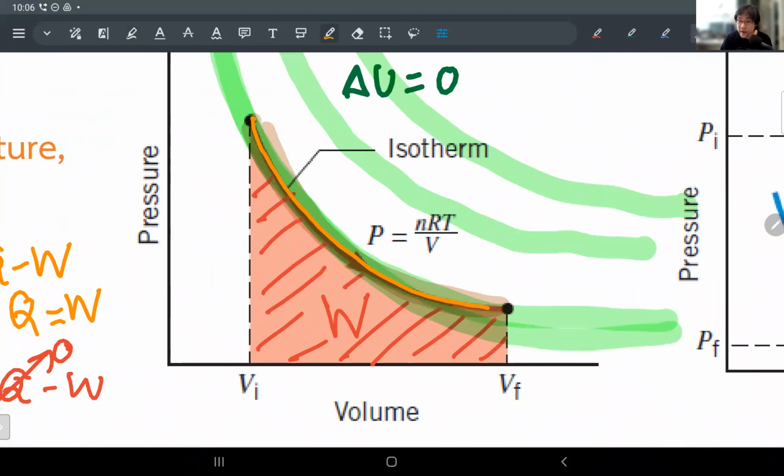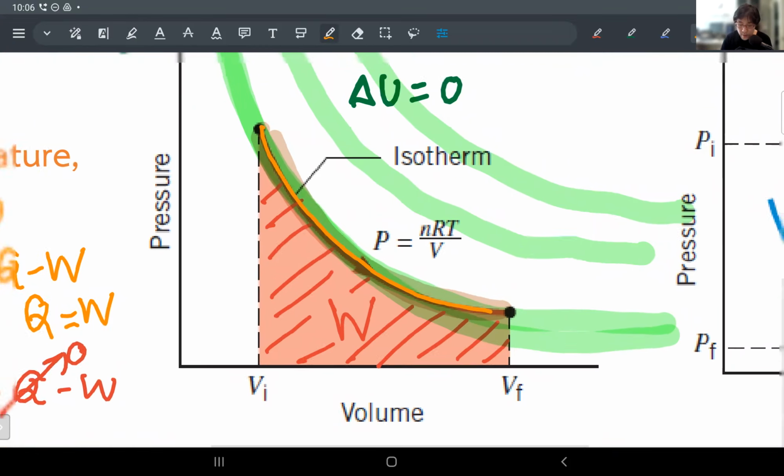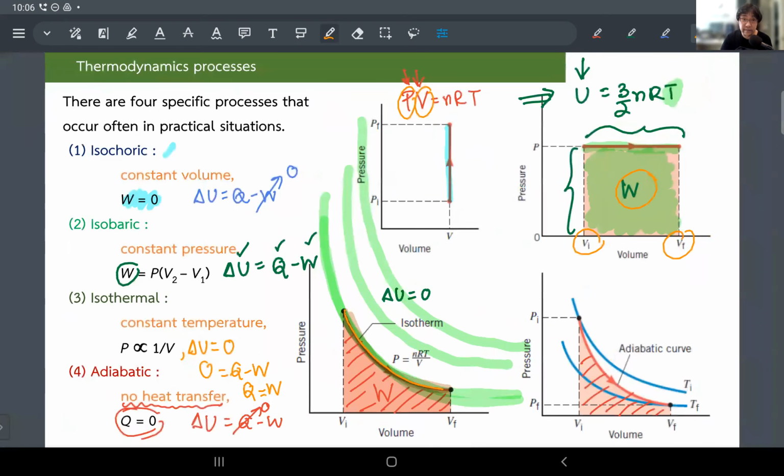Sounds good? All right, a question comes in: what's the distance between each isotherm? That's a good question. It depends on the temperature difference.